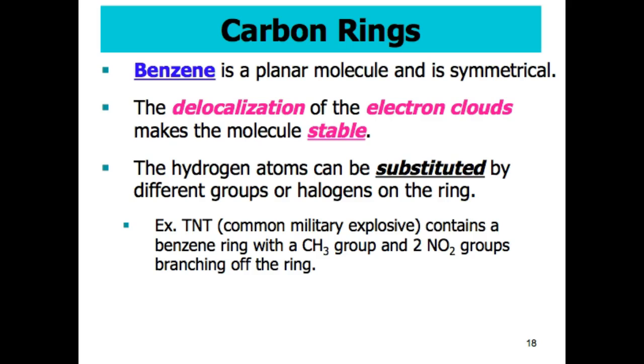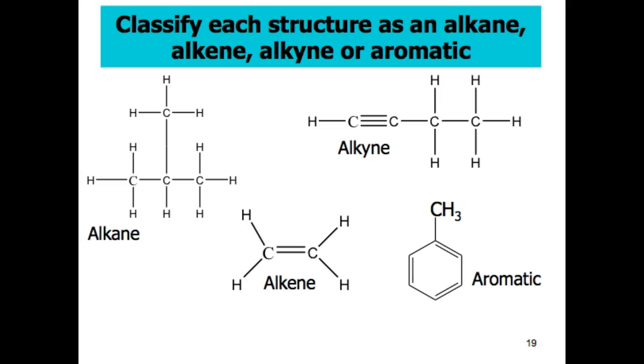The hydrogen atoms on the benzene can be substituted by different groups. So for example, you could have a chlorine or a halogen attached to it. For example, TNT, which is a common military explosive, I'm sure you've heard of it, contains a benzene ring with a methyl group, a CH3 group attached to it, and 2 NO2 groups branching off the ring. So looking at the following structures, this is an alkane, all single bonds between the carbons. This is an alkene because it has a double bond between its carbons. This is an alkyne because it has a triple bond between the carbons. And this is an aromatic because it's a cyclic hydrocarbon.